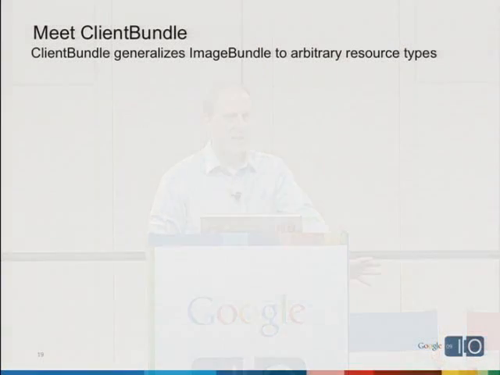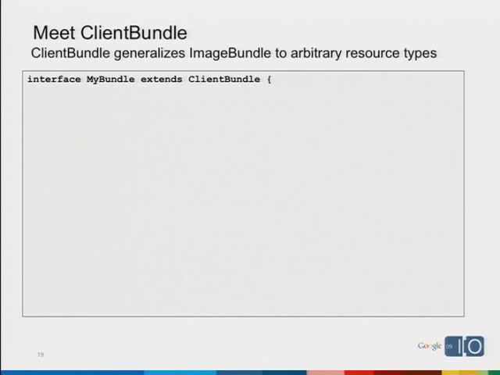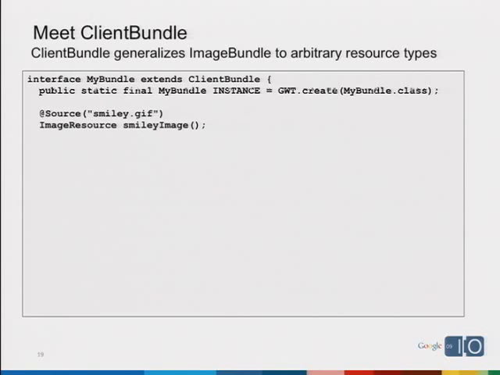Okay, so with that as background, let's talk about what Client Bundle is. Client Bundle generalizes this concept to arbitrary resource types. Let's walk through one. So I'm going to create an interface called MyBundle that extends Client Bundle. I'll create an instance using GWT.create, which is the magic call that allows this code generation to happen. And then I can do, this is very much in line with ImageBundle, I can refer to smiley.gif. And when I call this method smileyImage in code, it'll return me a resource that represents a sprite within the bundled image. I can have another image, and I can be sure that this will get bundled together nicely.